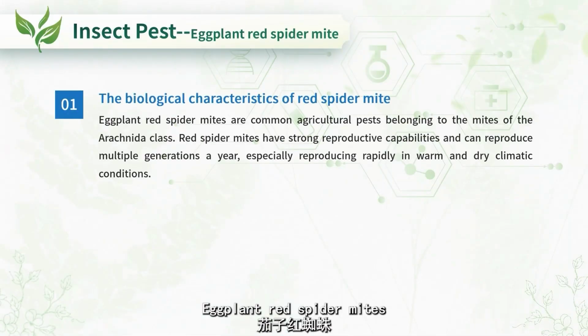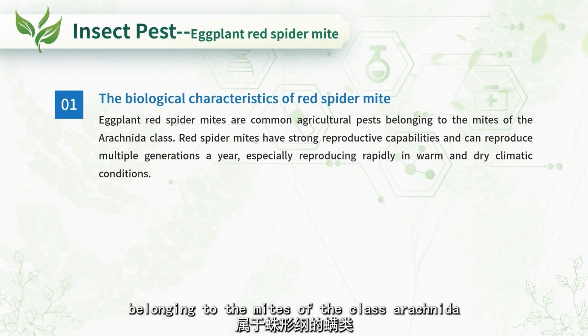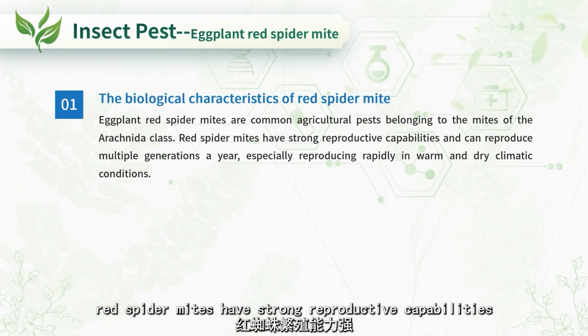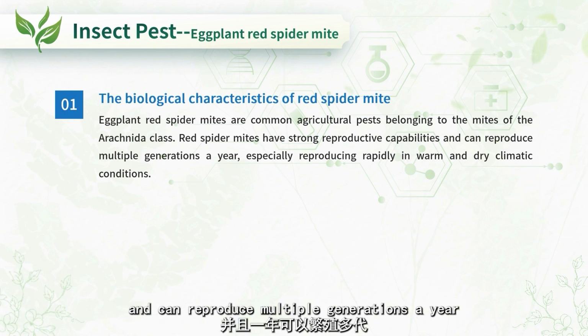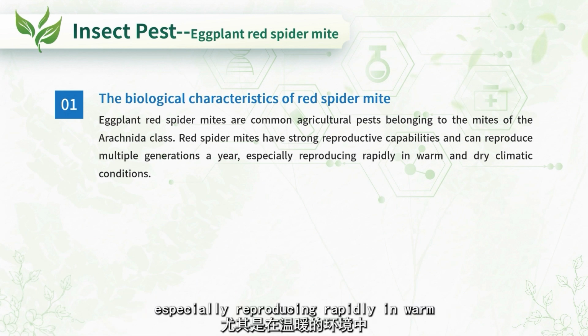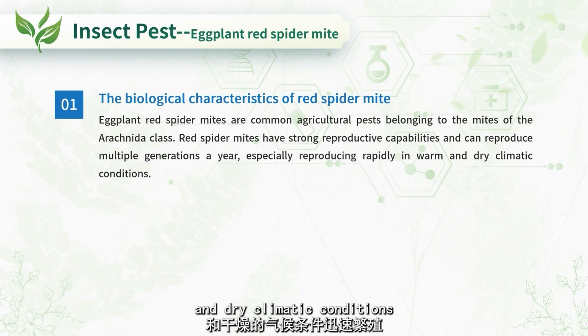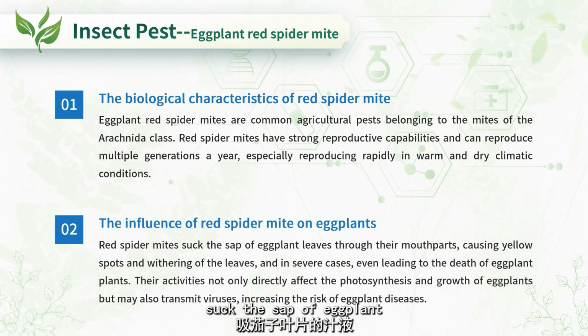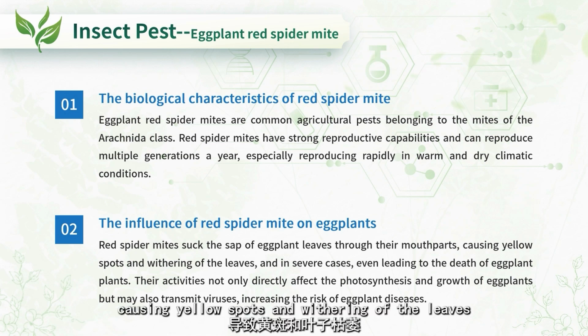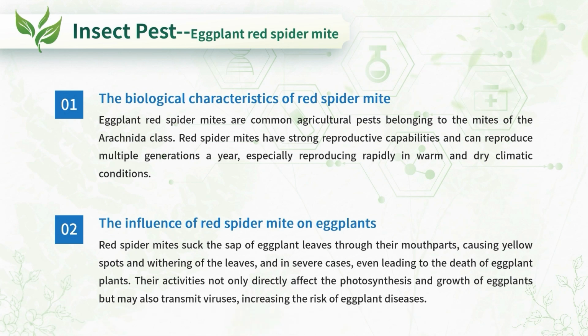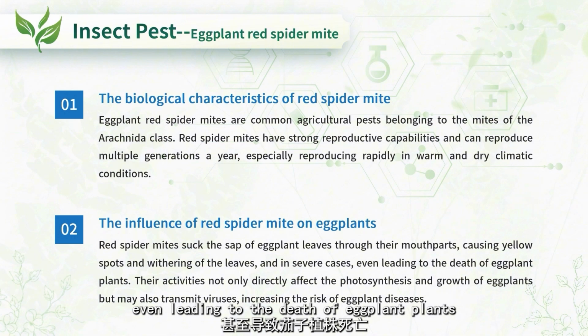Eggplant red spider mites are common agricultural pests belonging to the mites of the class Arachnida. Red spider mites have strong reproductive capabilities and can reproduce multiple generations a year, especially reproducing rapidly in warm and dry climatic conditions. Red spider mites suck the sap of eggplant leaves through their mouthparts, causing yellow spots and withering of the leaves, and in severe cases, even leading to the death of eggplant plants.